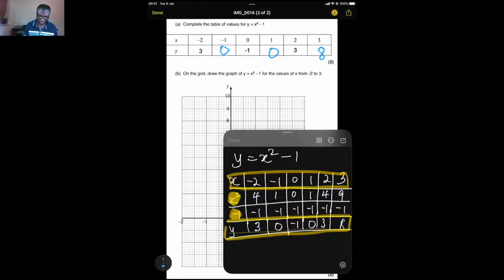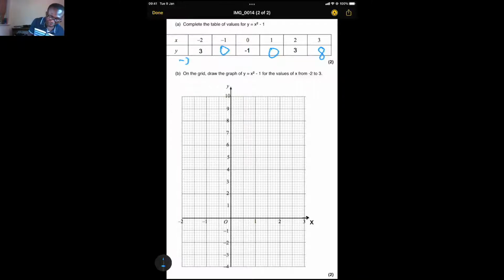Okay, so we're going to write our coordinates down, then we can plot them. So we've got -2 against 3, -1 against 0, 0 against -1, 1 against 0, 2 against 3, and 3 against 8. So the first coordinate is -2 along the corridor, 3 up the stairs, so that is going to be somewhere here. Then we've got -1 and 0, which is just on -1. 0 and -1 is there. Then we've got 1 and 0 that goes there. We've got 2 and 3 that goes there, and we've got 3 and 8 that goes there.